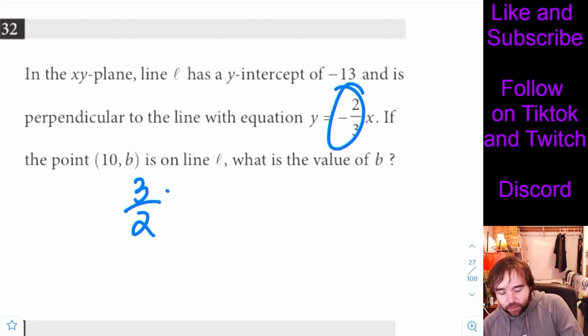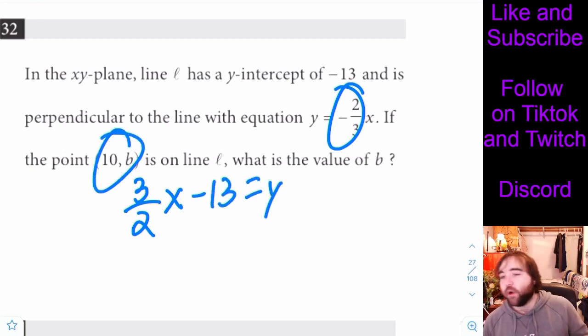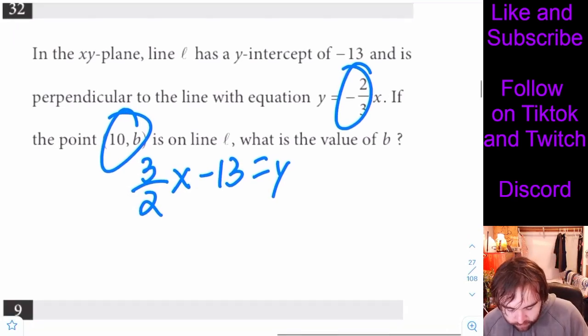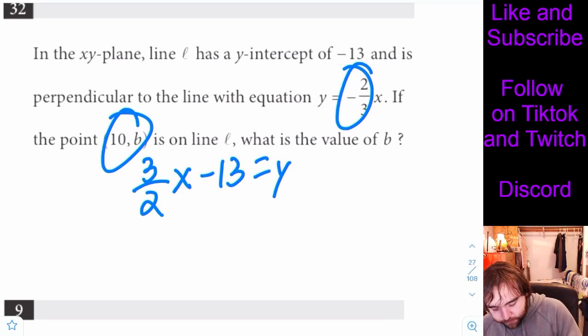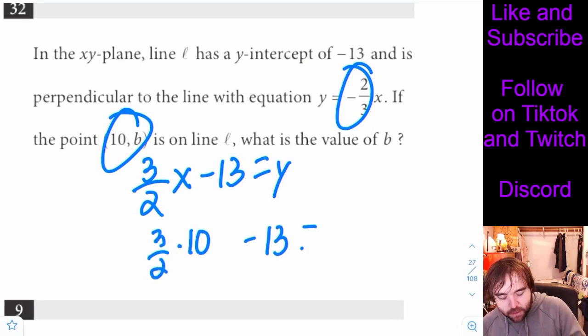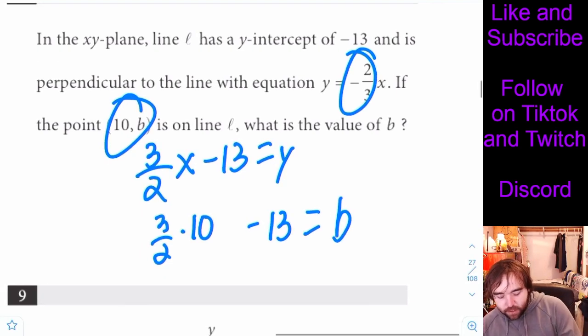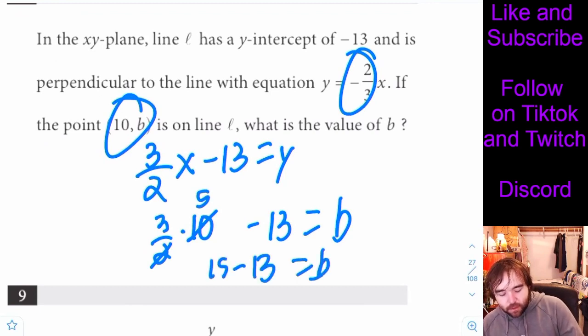Yeah, so we'll use slope-intercept form. 3/2 x minus 13 equals y. And then this point. So they give us a point. That always means we can plug it in. And that's what we're going to do. So we're going to plug in x equals 10. So 3/2 times 10 minus 13. And that equals b. Because see, now we just have an equation. We can just solve it for b. So cancel. Make that 5. 3 times 5. 15 minus 13. b equals 2.